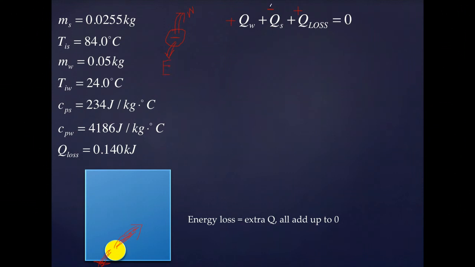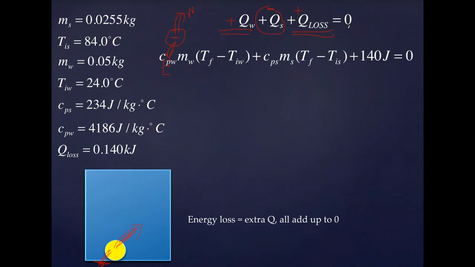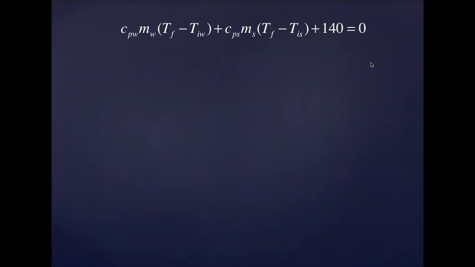So this negative Q right here, the Q lost by the silver, equals Q gained by the water and Q gained by their environment. But let's keep it the way it is. So all Q's add up to 0. So if you open the bracket, if you rewrite what Q's are, you will have the good old CP mass changing temperature, CP mass changing temperature. And the way they gave you that loss was 0.140 kilojoules, which will be 140 joules. So here's our long formula.